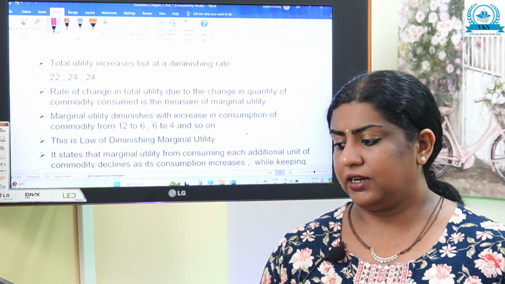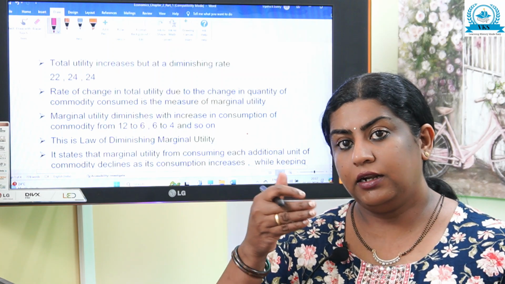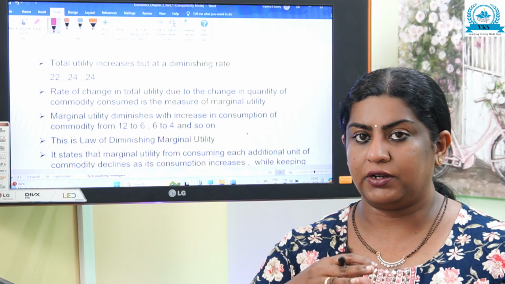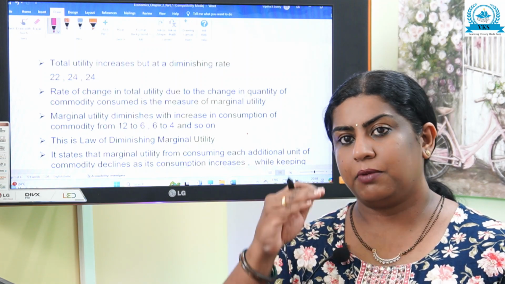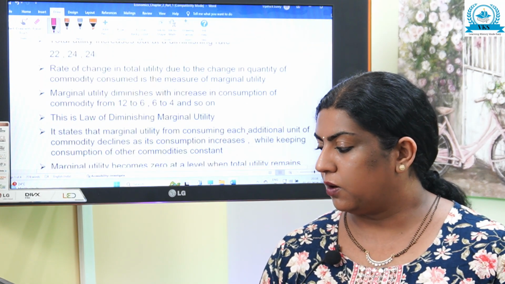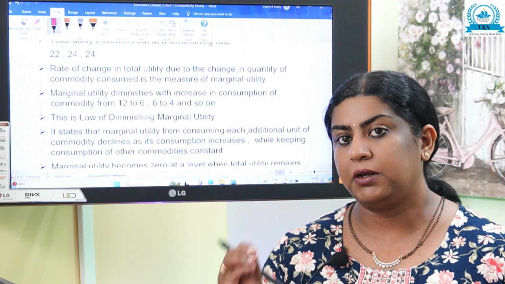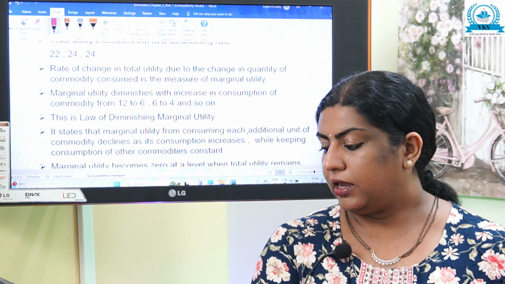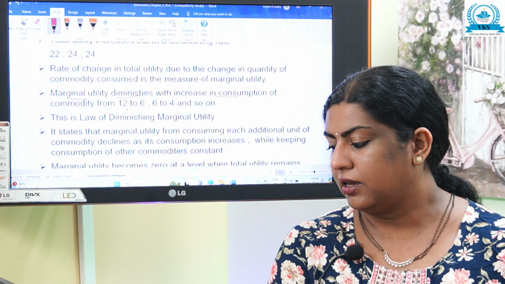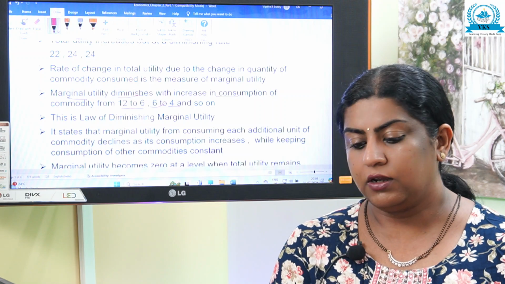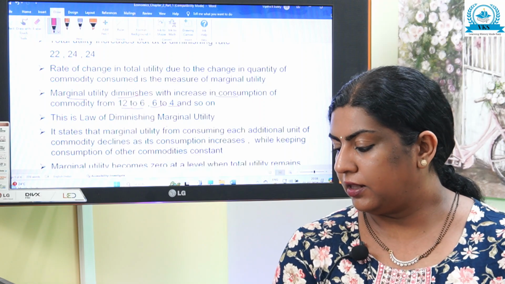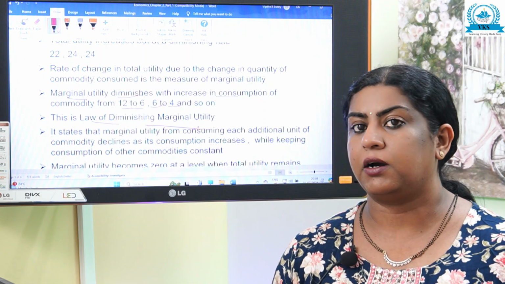So here, as I said, the total utility increases but at a diminishing rate. It increases but not as much as when you had the first unit. The rate of change in total utility due to the change in quantity of commodity consumed is the measure of marginal utility. And here marginal utility also diminishes with increase in consumption, from 12 to 6, from 6 to 4, and it keeps on diminishing. This is called the law of diminishing marginal utility.